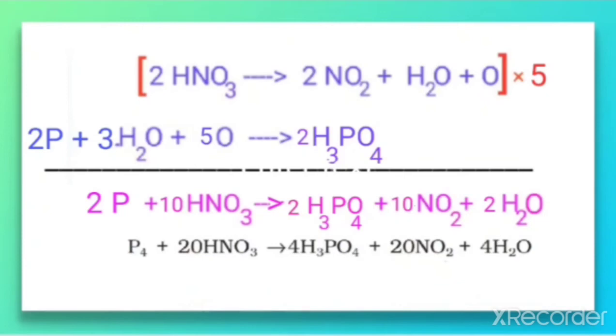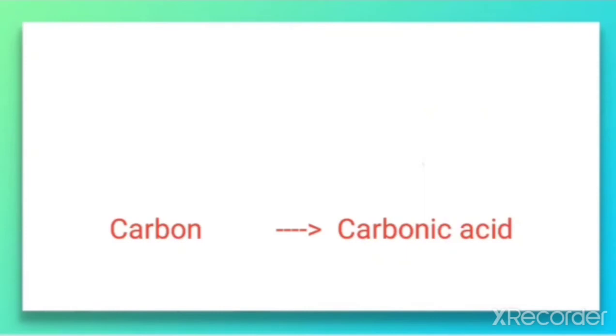Why is it P4? Because phosphorus is in the tetraatomic form, just as in the case of sulfur it is S8. In the case of phosphorus it is P4. So it is one of the most important types of reactions that we are discussing here. You will do the same for the other one, that is carbon to carbonic acid.